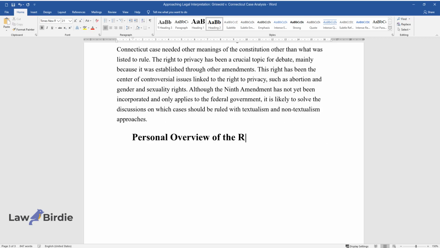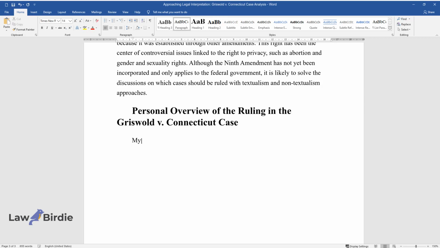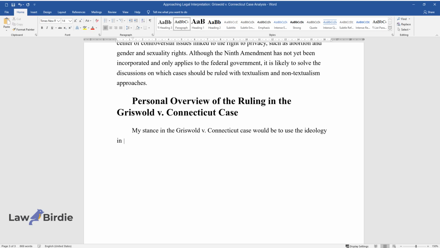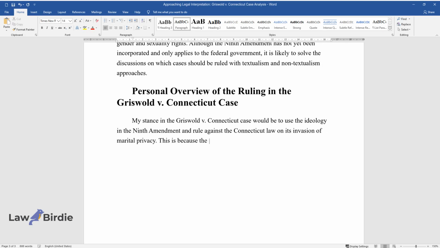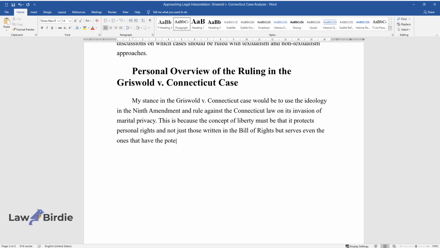Personal overview of the ruling in the Griswold v. Connecticut case. My stance in the Griswold v. Connecticut case would be to use the ideology in the Ninth Amendment and rule against the Connecticut law on its invasion of marital privacy. This is because the concept of liberty must be that it protects personal rights and not just those written in the Bill of Rights, but serves even the ones that have the potential to be ruled by the court.